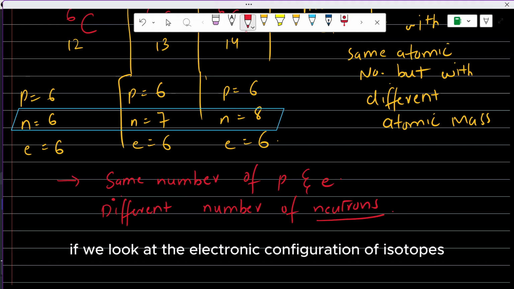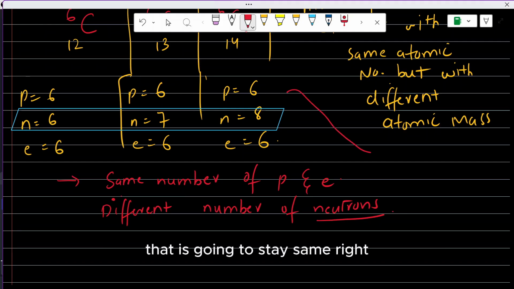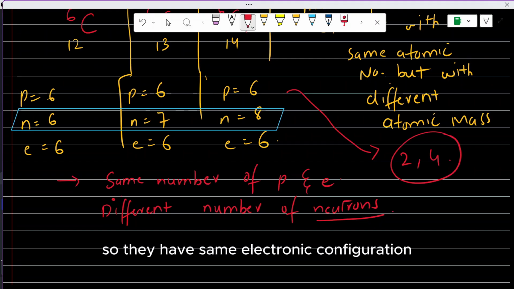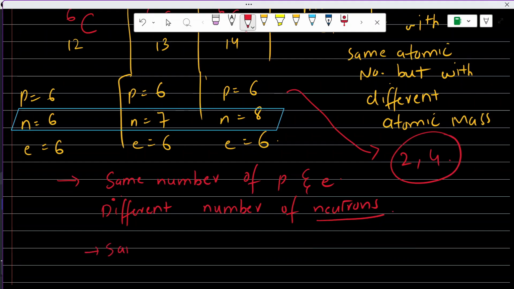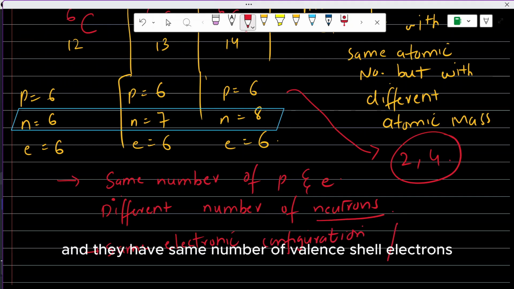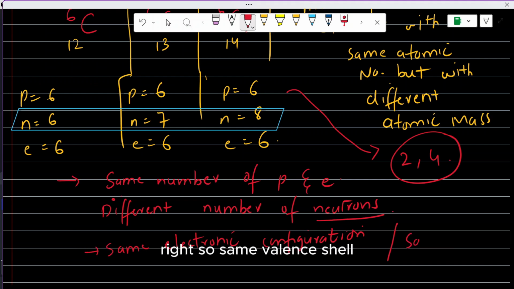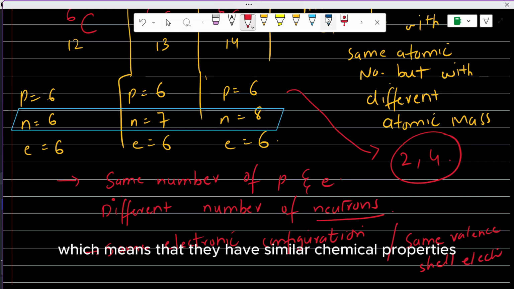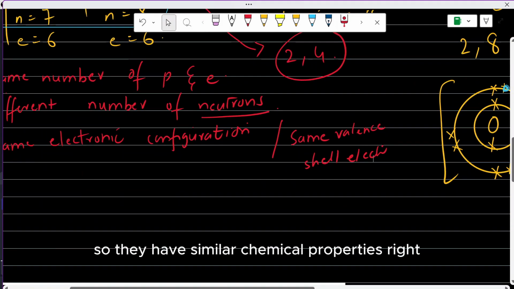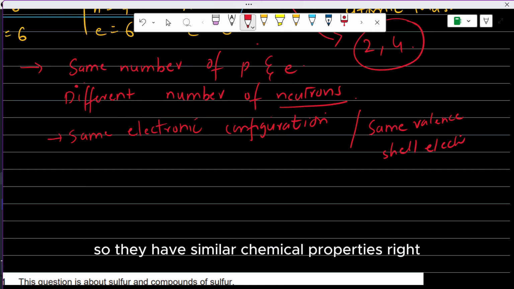So if we look at the electronic configuration of isotopes, that is going to stay the same, right? That is going to be 2 and 4. So they have the same electronic configuration, right? And they have the same number of valence shell electrons, which means that they have similar chemical properties. So they have similar chemical properties, right?